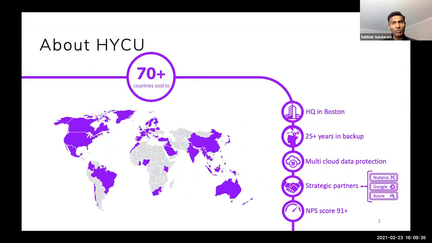Most of you probably know by now. We focus on multi-cloud data protection. We are headquartered in Boston, and we have sold in over 70 countries. The most important thing which we pride ourselves on is our net promoter score. The main reason is that it tells whether our customers like working with us. The amazing thing is that they have given us a score of 91, which is extremely hard to get, and we are very proud of it, and thanks to all the customers for that.